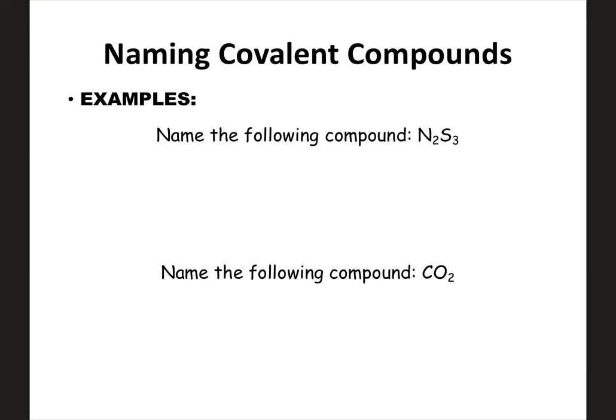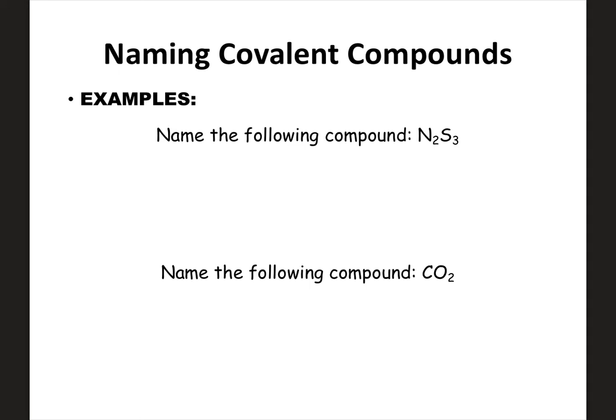Okay, so now we're ready to try some examples here. You're more than welcome to pause the video and try these on your own and then come back and see if you got the right answers. All right, so the first example I see here is N2S3. The first thing I notice is that this has 2 nonmetals in it. Therefore, I have to name this like a covalent compound.